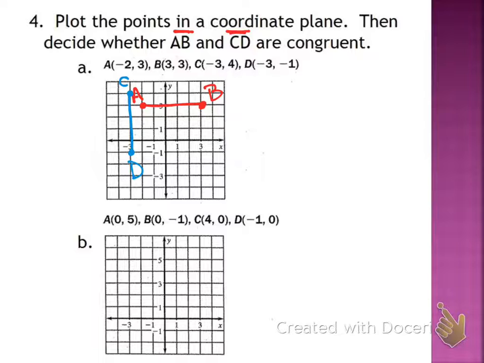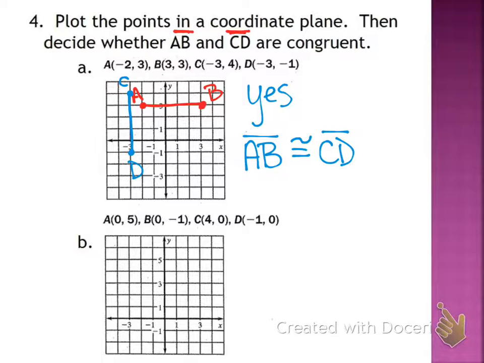What do we think? Because we can count that both of them have a length of 5 units, even though they're going in different directions, they are congruent. So we would say yes. There is a special symbol we can use to show congruence. We'll talk about it more later. But we could say segment AB is congruent to segment CD. This symbol means congruent.